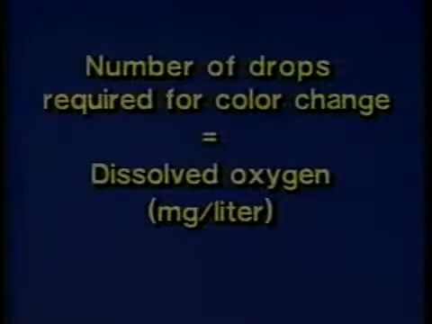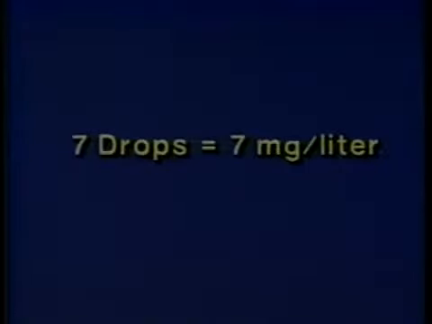The number of drops required to change the sample from yellow to colorless is equal to the dissolved oxygen concentration in milligrams per liter. For example, if it took 7 drops for the color to change, then the sample contains 7 milligrams per liter or parts per million of dissolved oxygen.